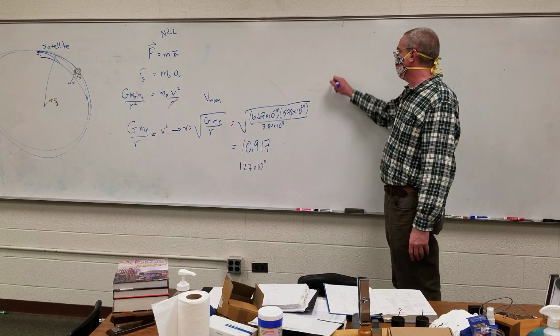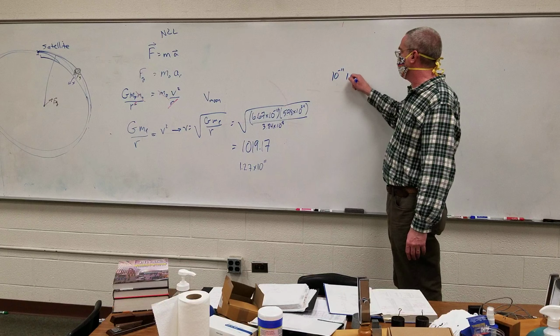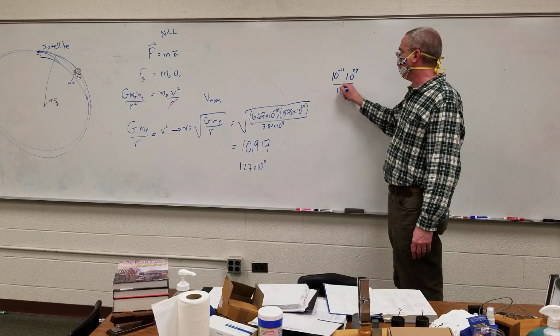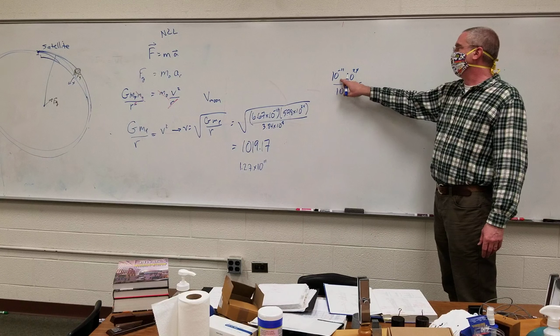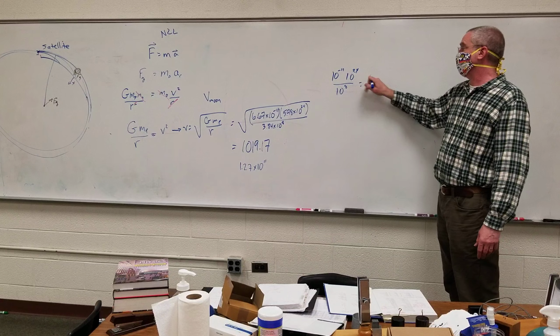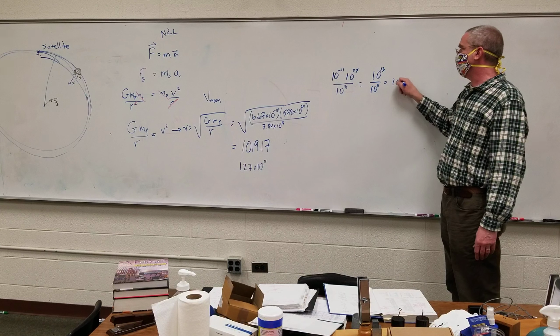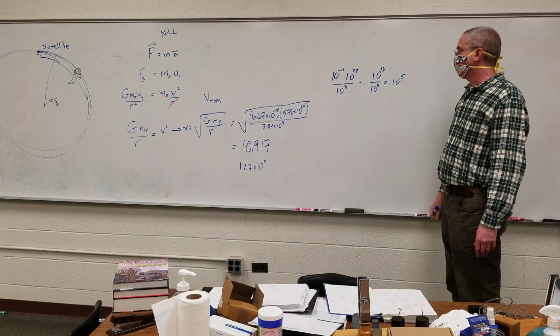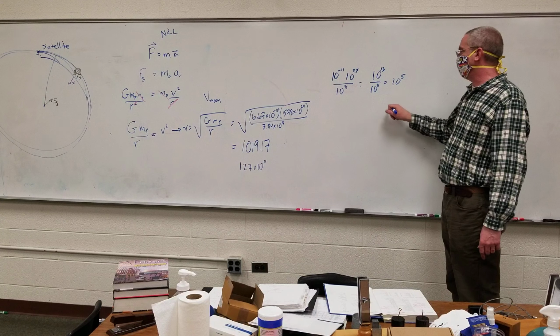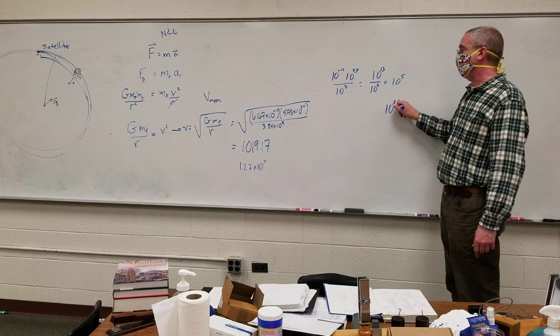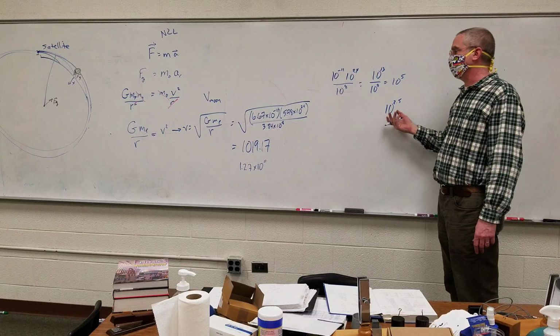If you look at just the exponents, that's 10 to the -11th times 10 to the 24th divided by 10 to the 8th. 10 to the -11th times 10 to the 24th is 10 to the 13th, over 10 to the 8th, which would be 10 to the 5th. The square root of that would put it down to 10 to the 2.5, which is somewhere between 100 and 1,000.